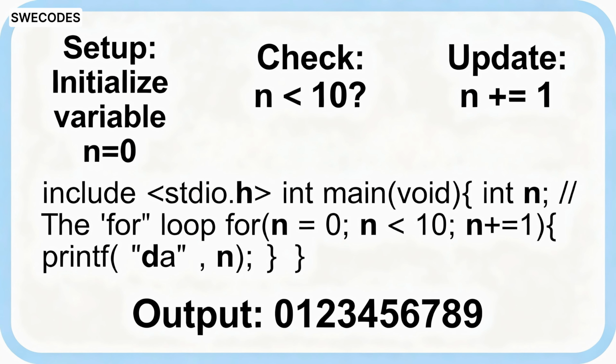Think of it as setup, check, and update. Let's look at this real-world example. #include <stdio.h>. int main(void). int n. The for loop. for (n = 0; n < 10; n += 1). printf("%d\n", n). This code will print numbers to the screen. Let's trace the loop's 3-step logic.